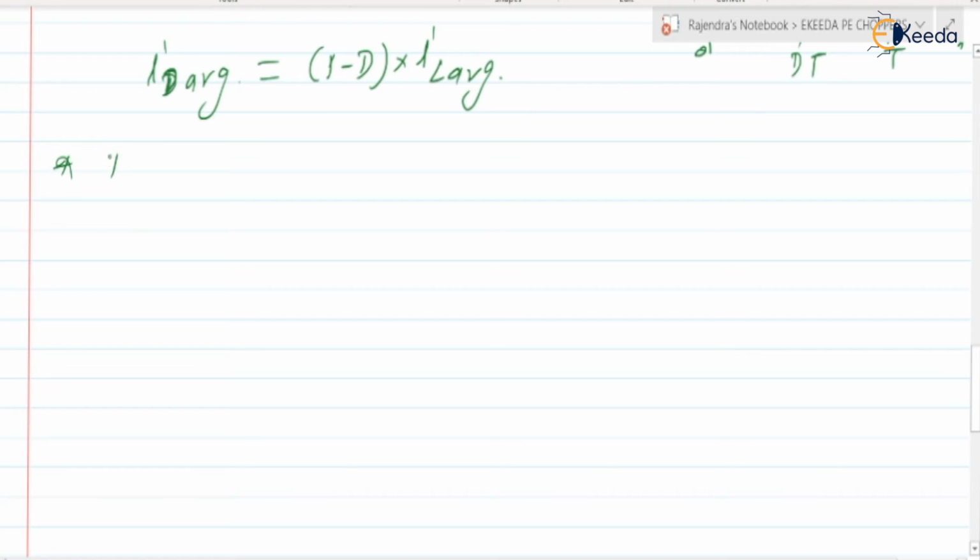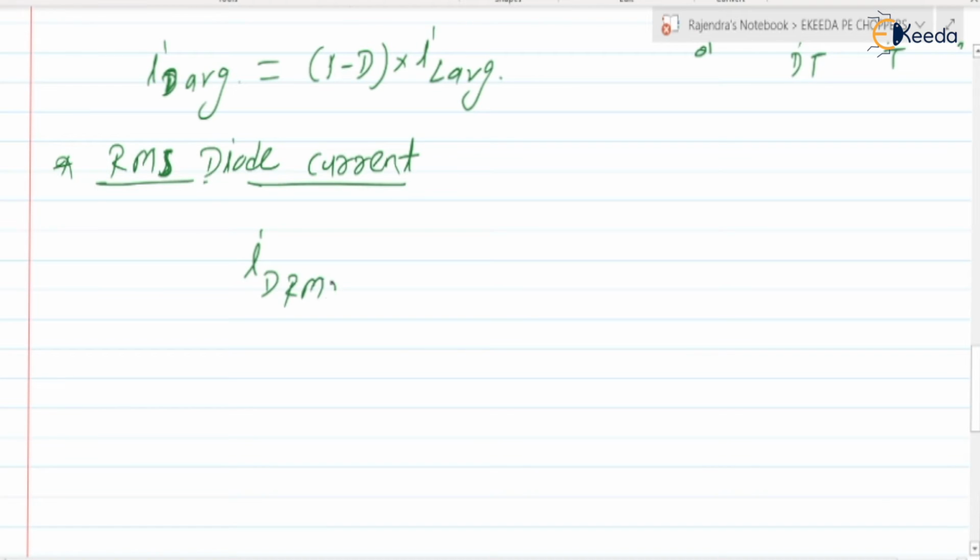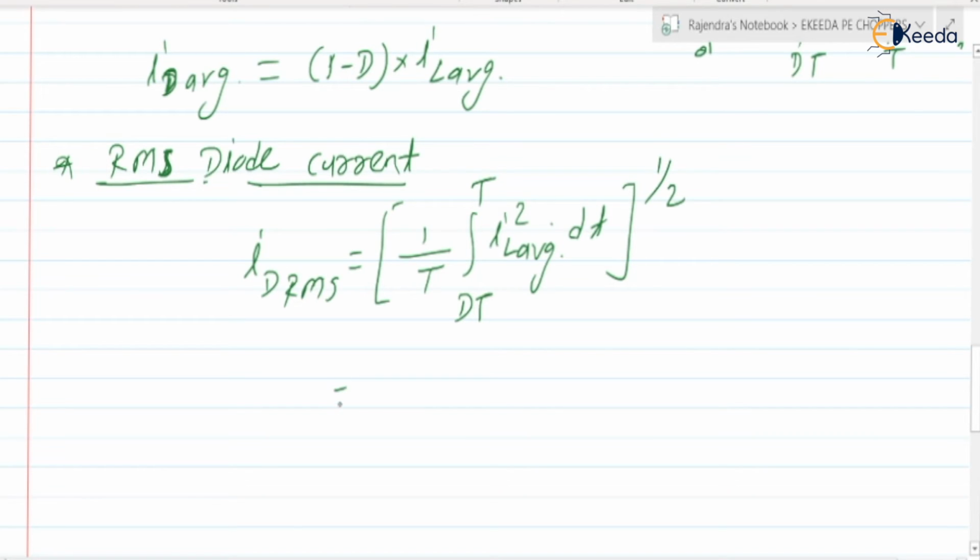Next, can we write the RMS value of diode current? RMS diode current, so we can write ID RMS. Therefore ID RMS is equal to what? 1 by T integration from dT to T of IL average square into dt, to the power 1 by 2. So it is equal to IL average upon root T, into T minus dT to the power 1 by 2.